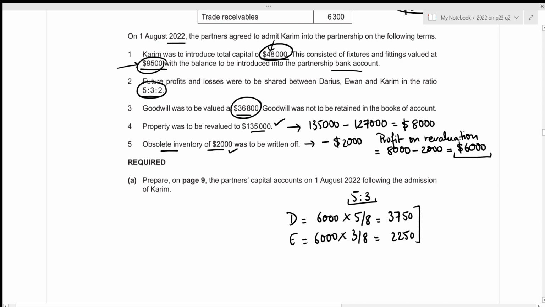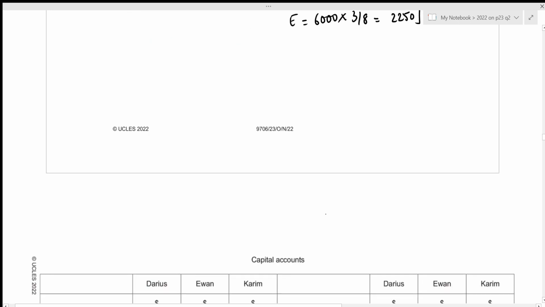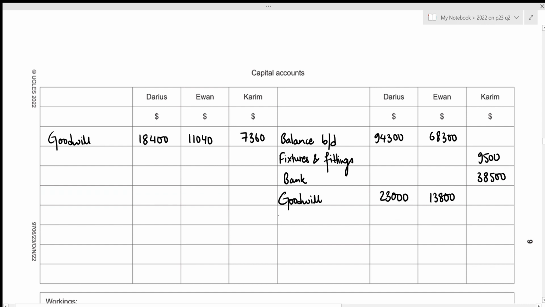Now we need to record these two amounts as profit in the capital accounts of Darius and E1. And profit is something that will definitely increase the capital account balances, which means that these amounts should be recorded on the credit side in our capital account. Let's write it down. That is profit on revaluation, which was 3,750 for Darius and 2,250 for E1.